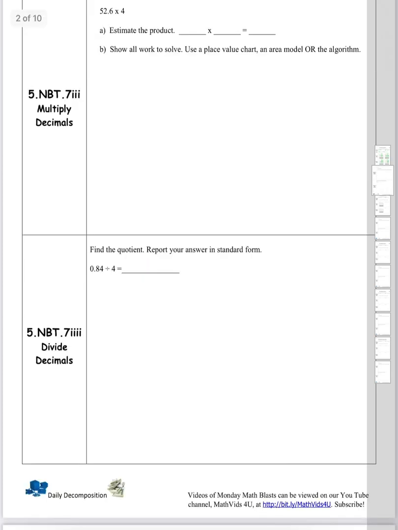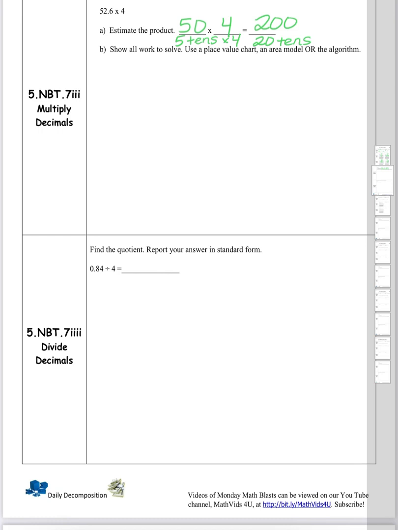Moving to the back side, 52 and 6 tenths times 4. We're multiplying decimals here. It asks us to estimate the product first. So estimating, I'm going to do a little rounding with that decimal number. 52 and 6 tenths is about 50. And I'm going to multiply that by 4. So I know that I can think of 50 as 5 tens times 4. And so that is equal to 20 tens. And we can write 20 tens as 200.